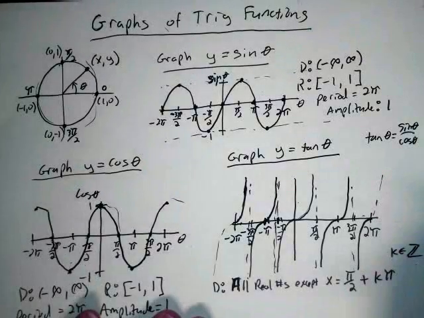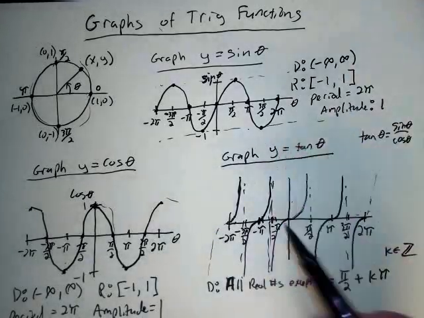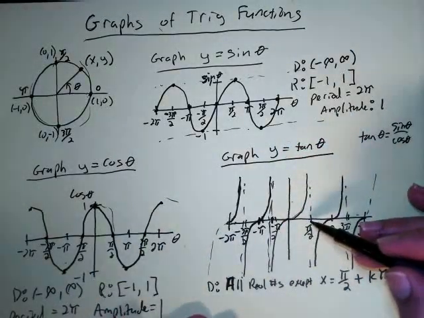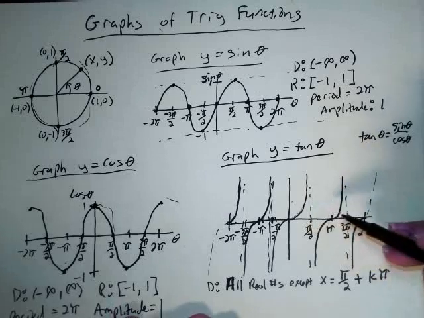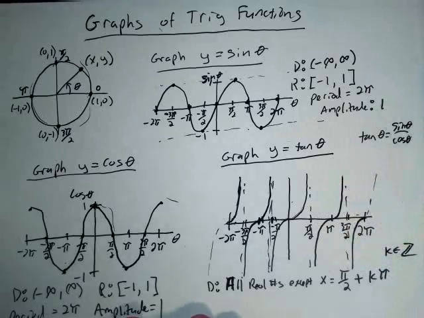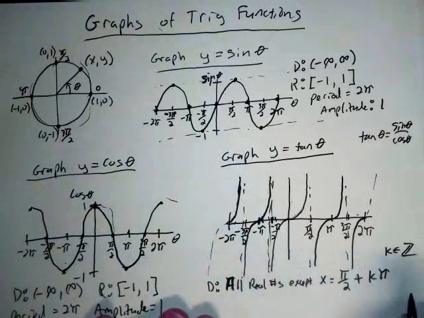So Z here stands for the integers, and the integers are just the positive and negative whole numbers. So when k is 0, you get pi over 2, and then you would add another pi, you would get this one, another pi, you would get that one, and so on. Subtract pi's, you would get the other ones. So that would be the domain.